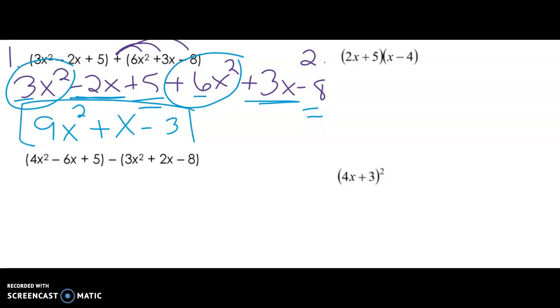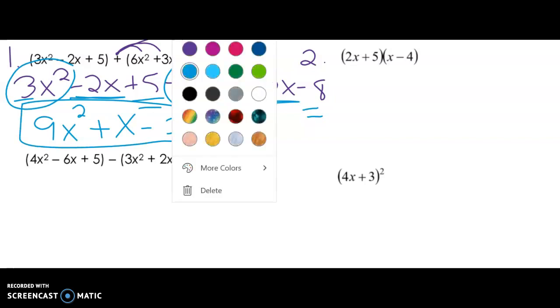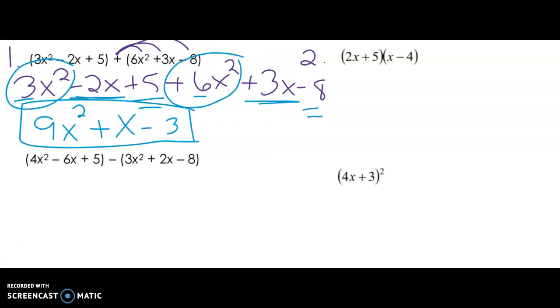This problem is solved. In problem number 2, it's multiplication. So this time we're going to distribute. And we're going to distribute the first term, 2x, so it's 2x plus 5 times x minus 4. So we're going to multiply 2x times x and write it down. As you draw the arrow, write it down. That will be 2x squared. X times x is x squared. Think about that. X times x equals x squared.